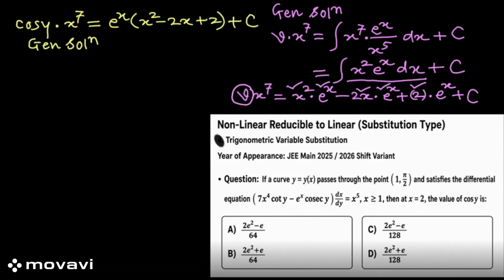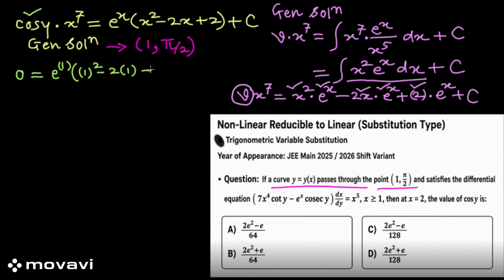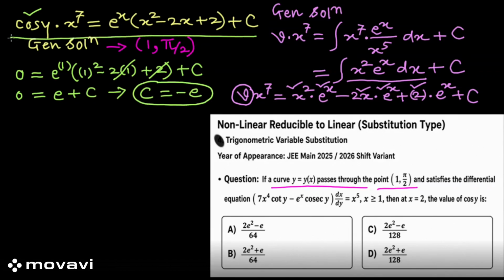It is given that the curve passes through the point (1, pi by 2). So the general solution becomes this: cos pi by 2, which is 0. So 0 equals e^1 into (1 square minus 2 into 1 plus 2) plus c. 2 minus 2 will be 0. 0 equals e plus c. c equals minus e. Therefore, this general solution becomes the particular solution: x^7 cos y equals e raised to x into (x square minus 2x plus 2) minus e.